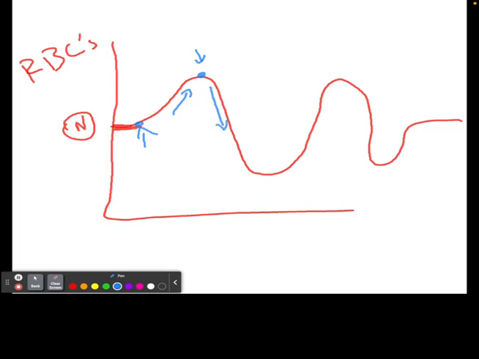We can also do the opposite of this, which is something happens, your body recognizes we don't have enough red blood cells, so we are going to produce more to bring us back up to normal.